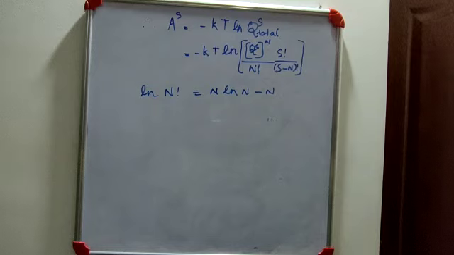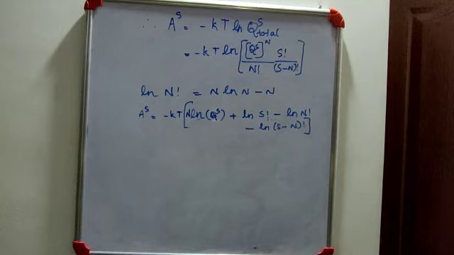Then here we have to apply the Stirling approximation. So what is the Stirling approximation? It is log n factorial equal to n log n minus n. We have to apply this Stirling approximation in the above equation in order to find As, and from that we have to find mu s. So the equation reduces to As equal to minus kT into n log Qs plus log s factorial minus log n factorial minus log s minus n factorial.